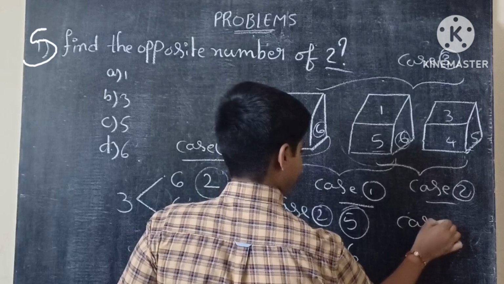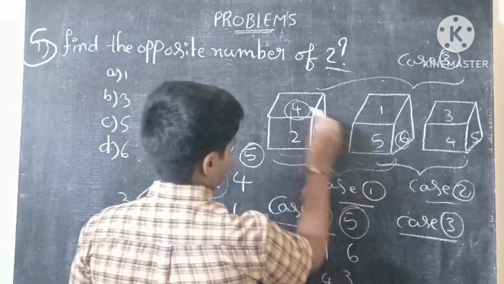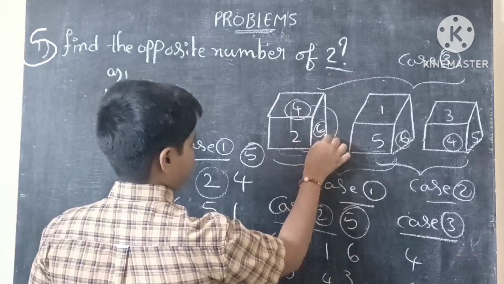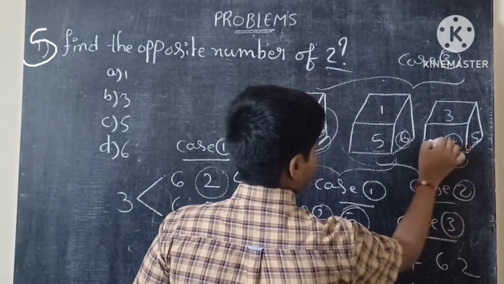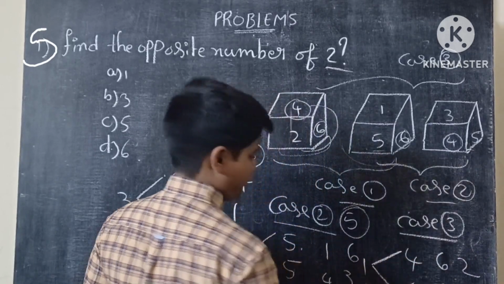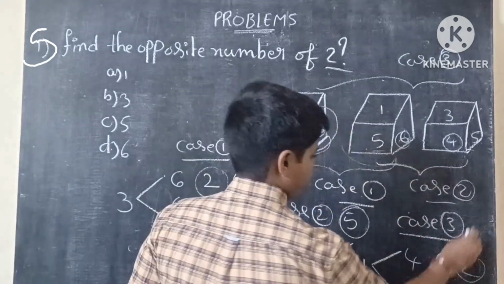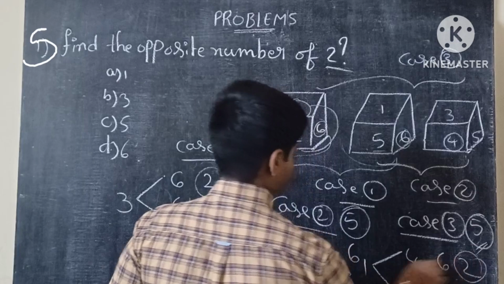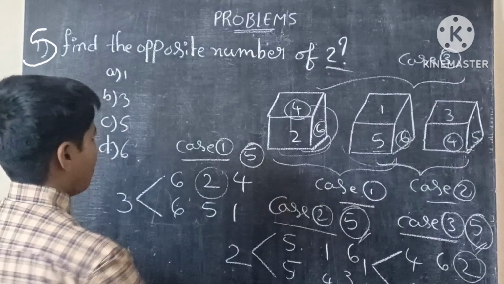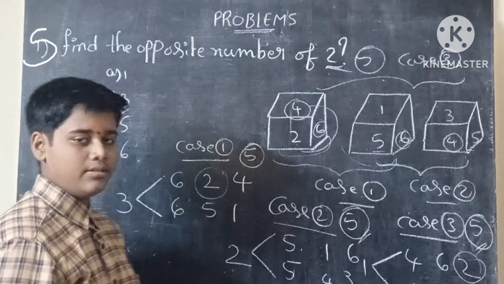So here, case 3. In case 3, the common number is 4. Write 4 4, and the clockwise numbers 4 6 2, 6 2 4, 3 5 3 5, and the remaining number is 1. Okay, so if you see, the opposite number of 2 is 5. In case 3 also, the opposite number is 5. So here the opposite number of 2 is 5 in all 3 cases, so it satisfies opposite number of 2 as 5. Okay, so here option C is the correct answer.